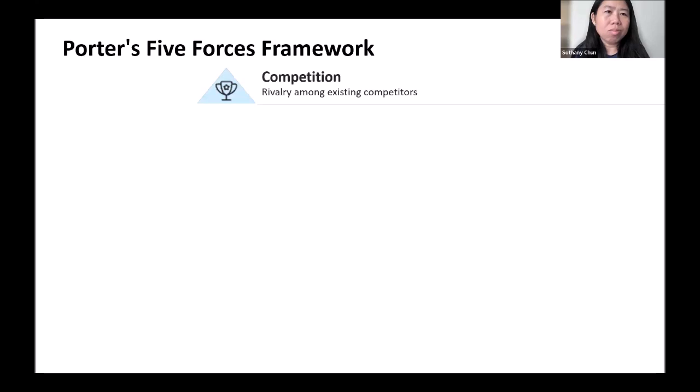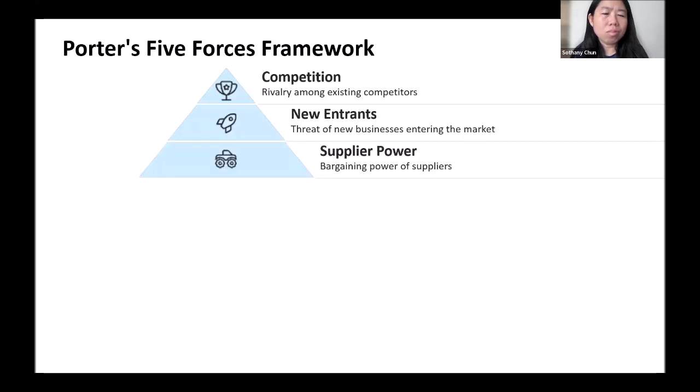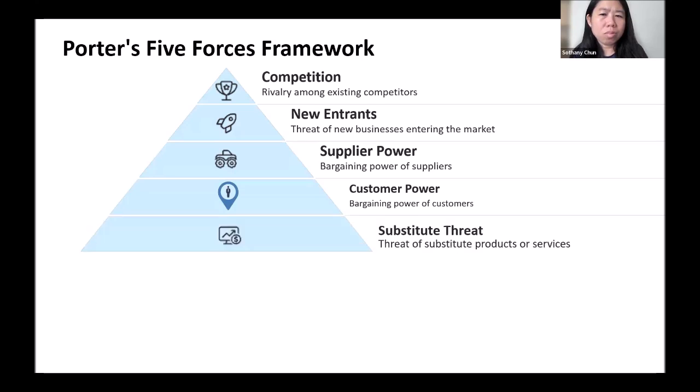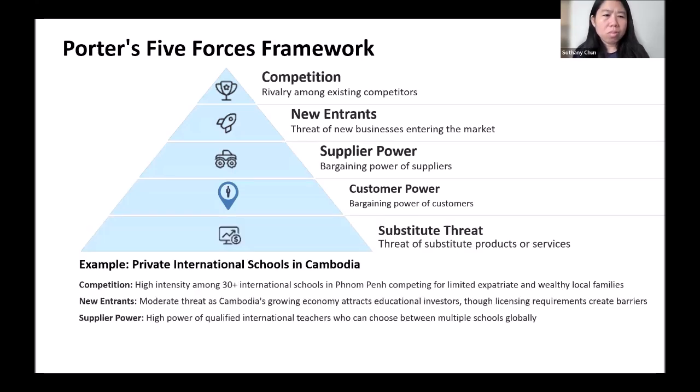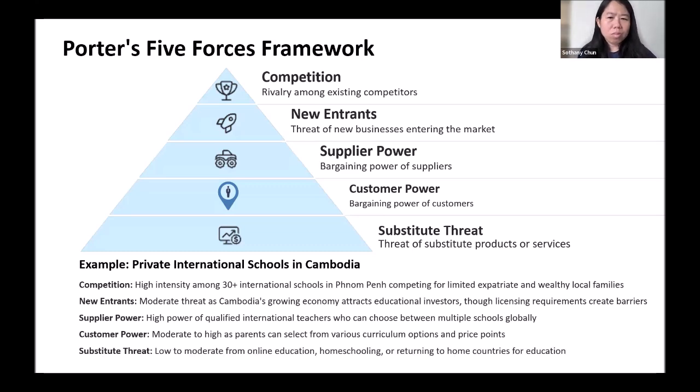Next, another framework is Porter's Five Forces. Porter's Five Forces looks at competitors, new entrants, supplier power, customer power, and substitute threats. In the example, again for an international school, if we look at competitors in Cambodia right now, the intensity is high, with about 30 international schools in Phnom Penh.